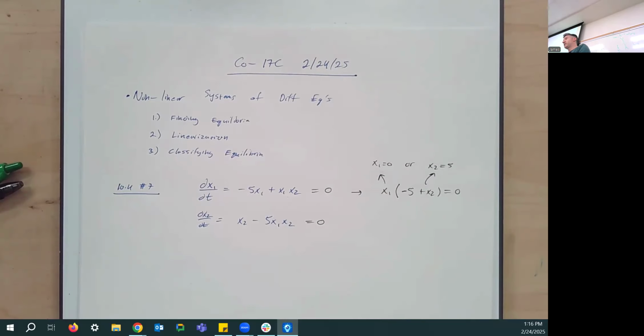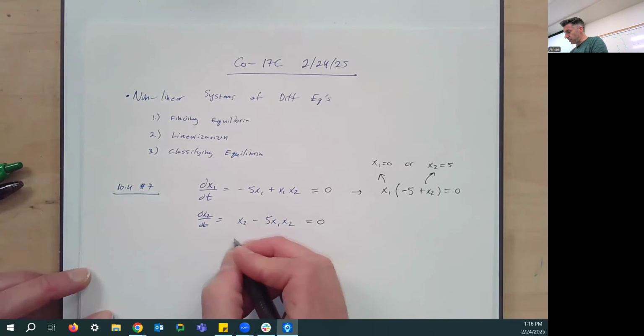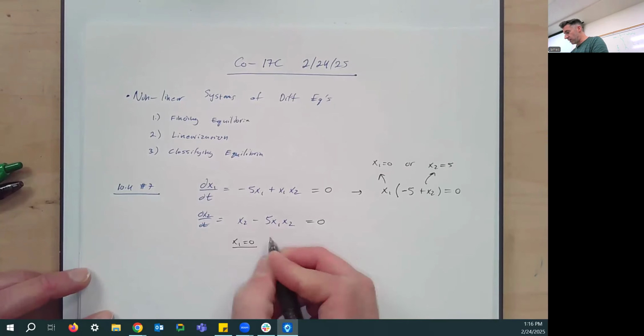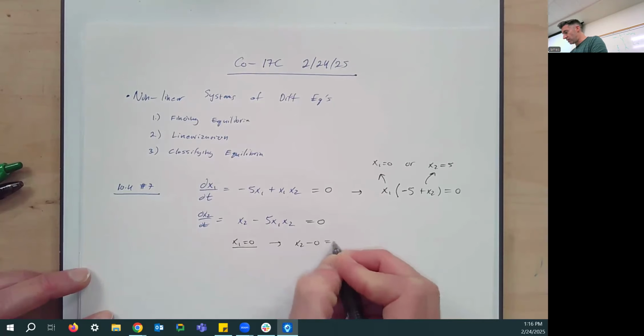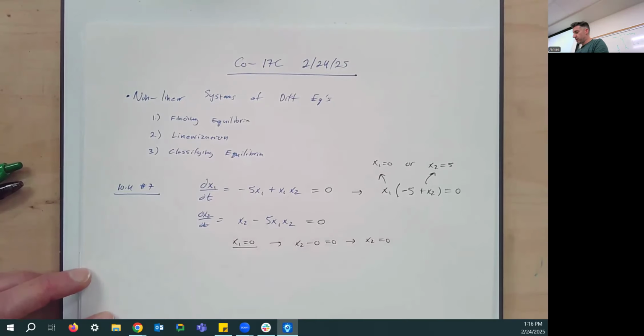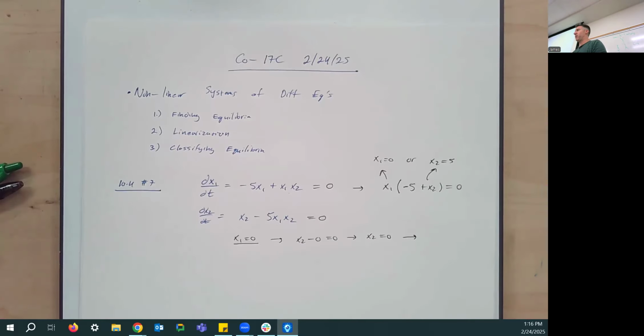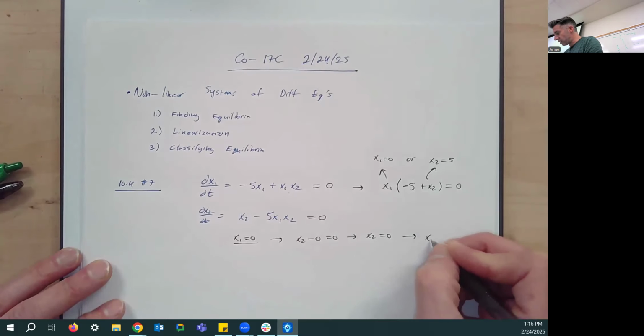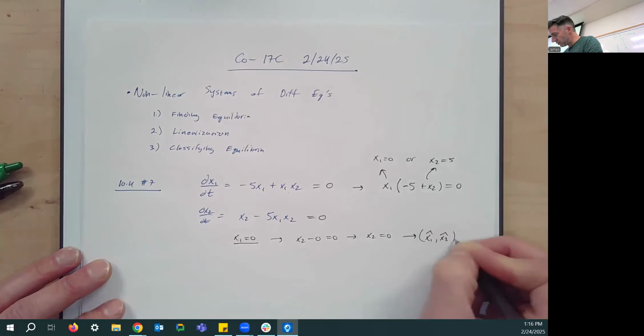I stressed this before, I'm going to stress it again. 0, 5 isn't one of our equilibria. It is not making both derivatives equal to 0 at the same point. If you plug in 0 for x1 and 5 for x2 in the second equation, you're not going to get 0. So I'm going to plug in one of them. If I take this equation and plug in, say, x1 equal to 0, I'm going to get x2 minus 0 equal to 0, which means x2 is going to equal 0. So one of my equilibria, which I'm thinking of as a critical point, but that's not really the right terminology. One of my critical points is x1 hat, x2 hat equal to 0, 0.